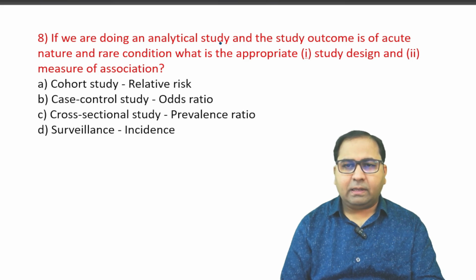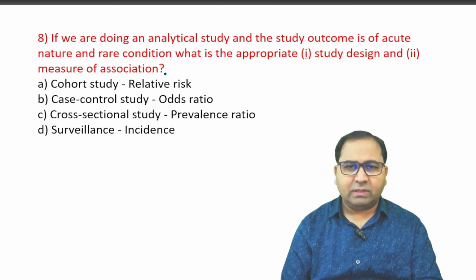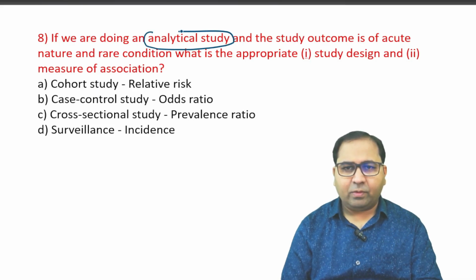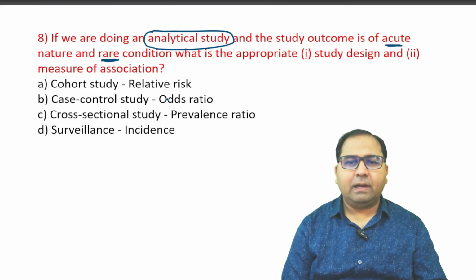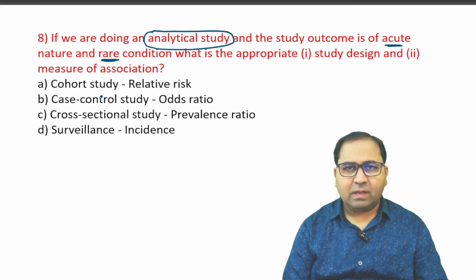If we are doing an analytical study and the study outcome is of acute nature and a rare condition, then what is the appropriate study design and measure of association? So once again, let us see the question. If we are doing an analytical study, and the study outcome is of acute nature and of a rare condition, what is the appropriate study design and the measure of association? The options they gave are: A, cohort study and relative risk. B is case control study and odds ratio. C is cross-sectional study and prevalence ratio, or otherwise D is surveillance and incidence.